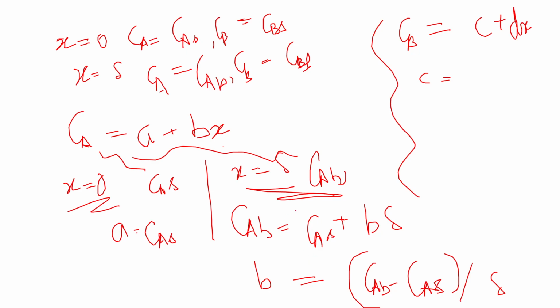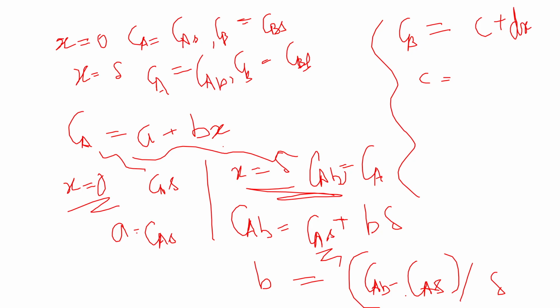Here CAB is equal to CAS plus B delta, that you have mentioned. So that is derived: instead of A, you have written CAS, plus B, and instead of X, you have written delta. Why? Because at x equal to delta, you have CA equal to CAB. So I'm substituting that in this equation. CA equal to CAB equal to A value, which is already known, CAS plus B delta. And I'm rearranging and finding B.